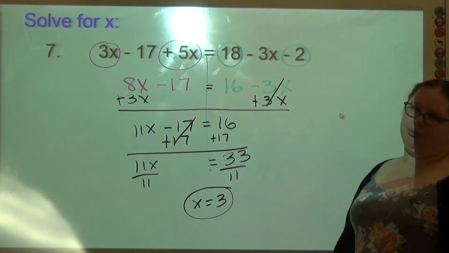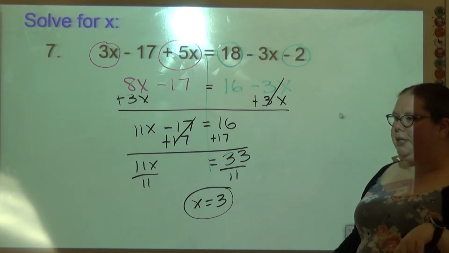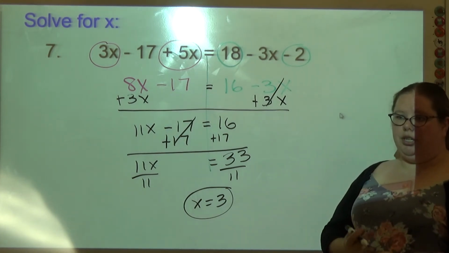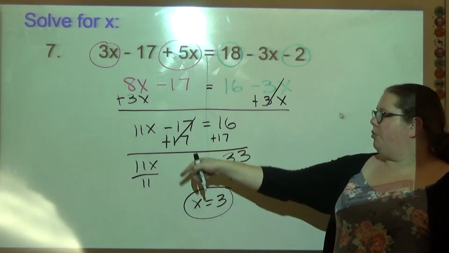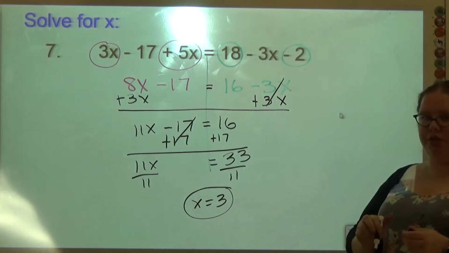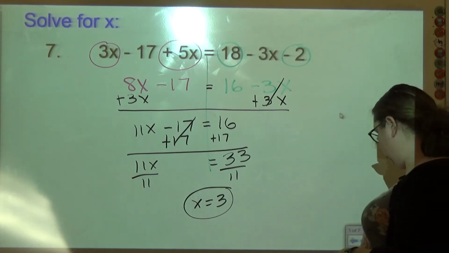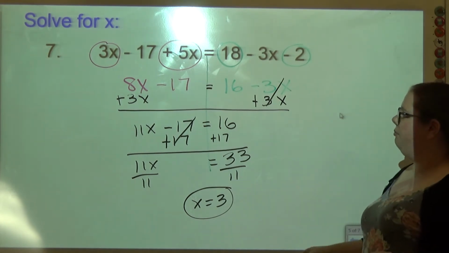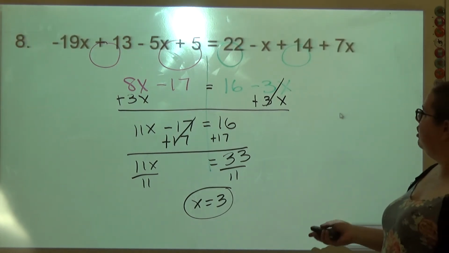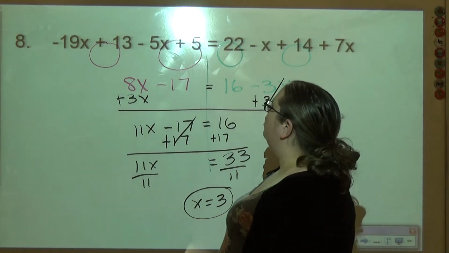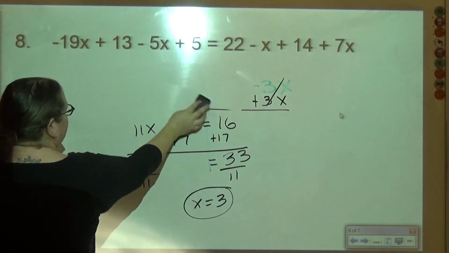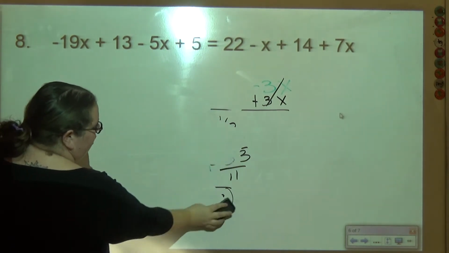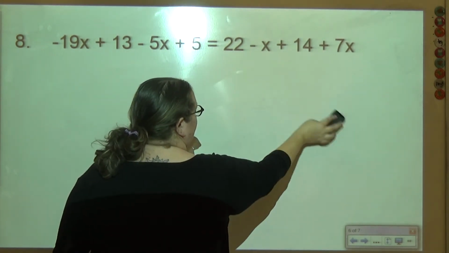These are manageable. Just think about your steps. Combine like terms first. Move your smaller x. Add and subtract, divide by your coefficient. Okay. All right, last problem. It's similar to this one. Pause the video, and I want you to try the whole thing on your own. Worst case scenario, you get it wrong, you erase it, and you try again.